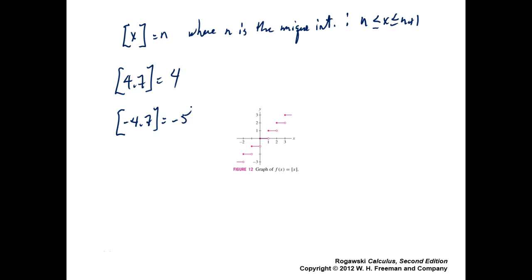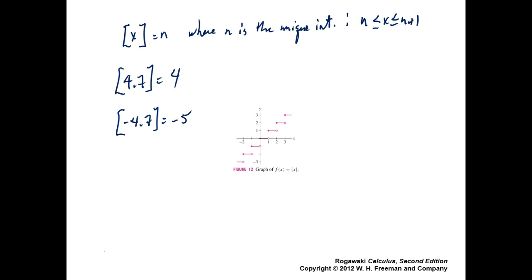-5, because it has to be the largest integer less than or equal. Less than or equal means to the left of, right? And -4 is to the right of -4.7. So it has to be -5. Okay. Good deal. Now, here's the graph.